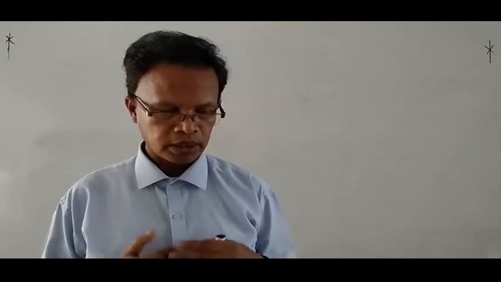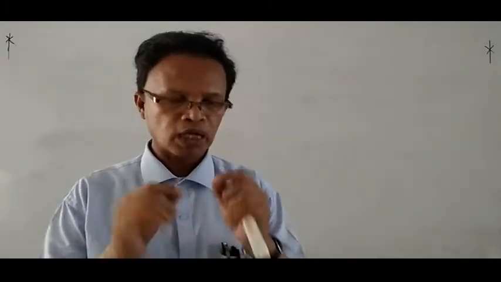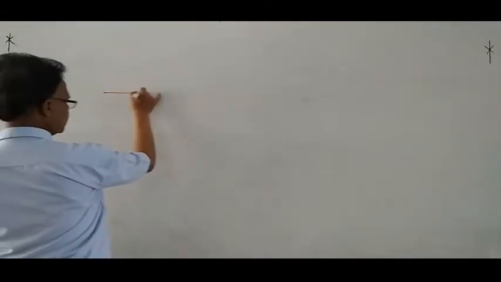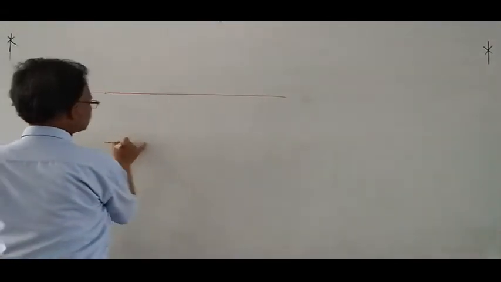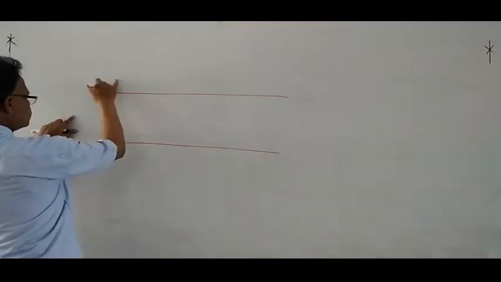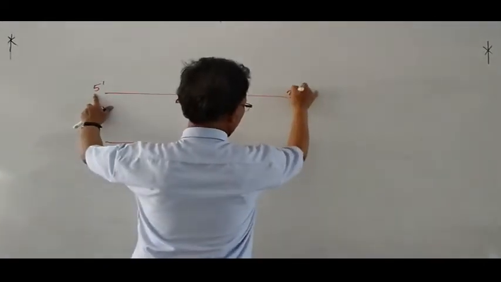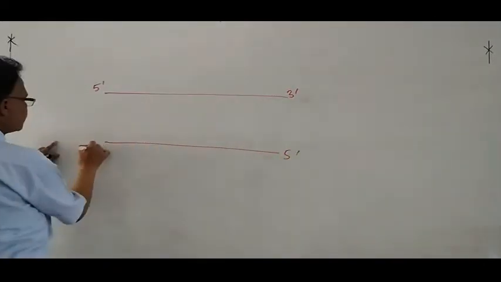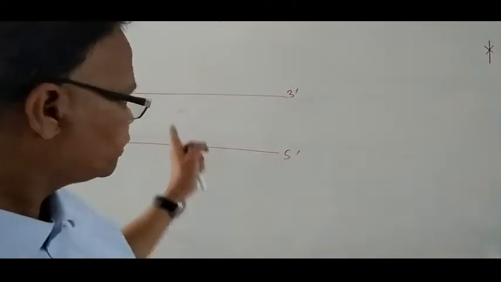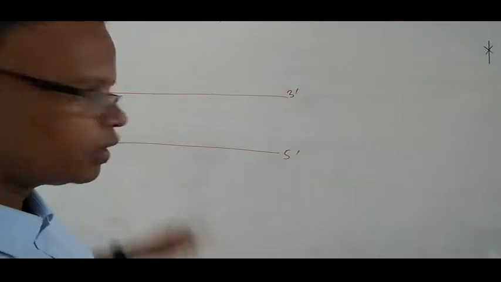Okay? But as I have said, the DNA molecule is made by two strands. The two strands run anti-parallel to each other, and we represent a DNA molecule by this formulation. These are the two strands of the DNA molecule. One strand runs in the 5' to 3' direction, and the other strand runs 5' to 3' too, but in the opposite direction. 5' to 3' in one, 5' to 3' in the other.